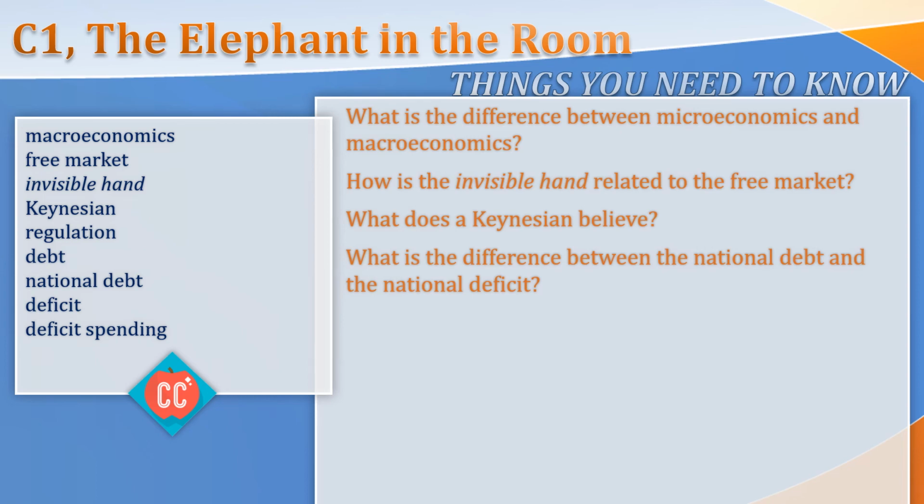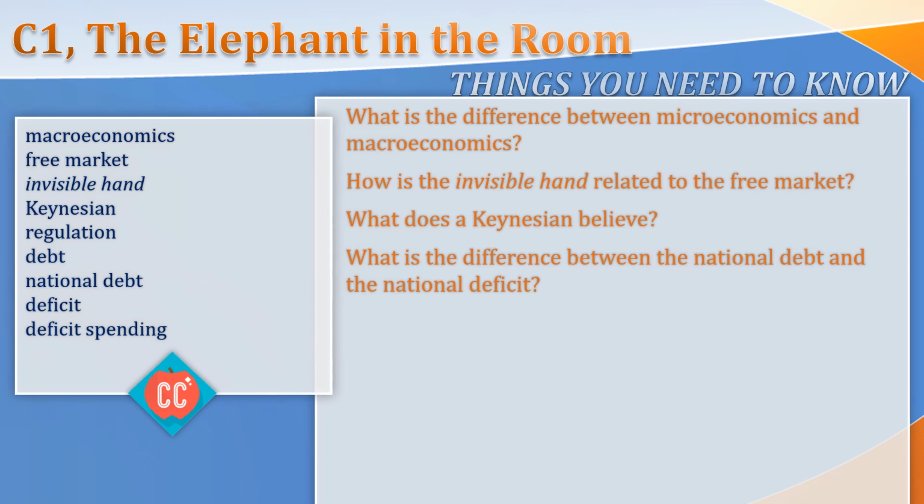Regulations. You already know that regulations are rules that governments make in order to try and protect individuals or protect communities, or even just to make commerce work a little bit better. Debt. Debt is money that's owed. The national debt is the money that a nation owes in total. So it's the accumulated debt over the entire span of that country's history.